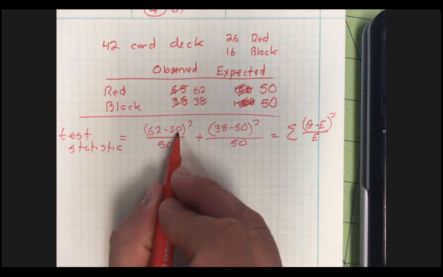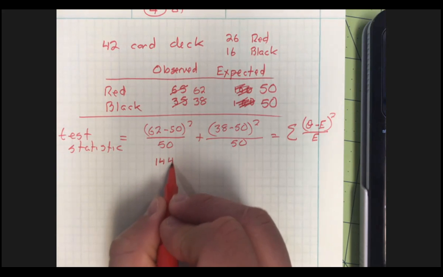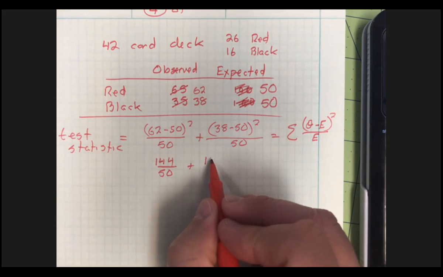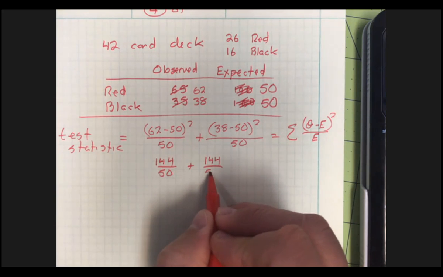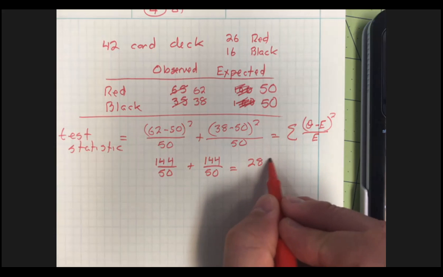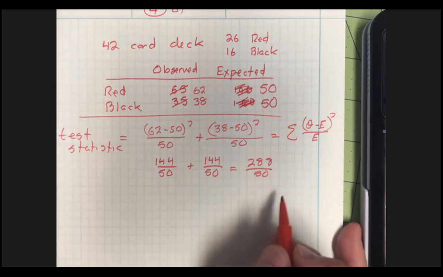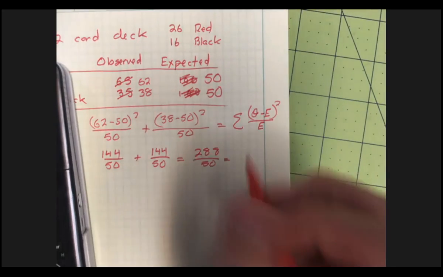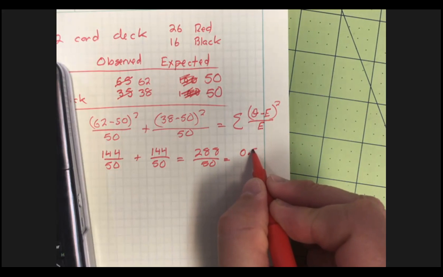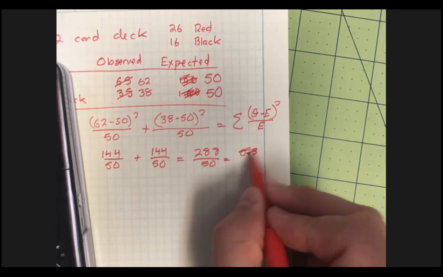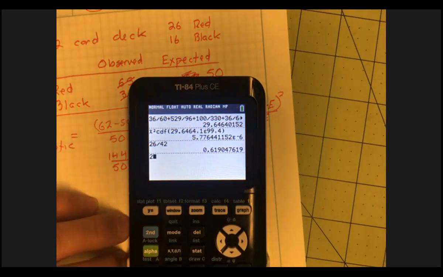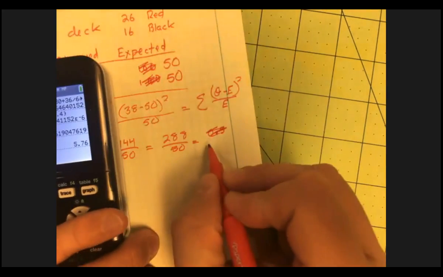But this is 12 squared, which is 144 over 50. And this is 12 squared, minus 12 this time, 144 over 50. So now I got 288 over 50. Now let's look at this statistic. 288 divided by 50 is... sorry, I'll just show it to you in the calculator. Don't try to do it in my head casually. 288 divided by 50 is 5.76.